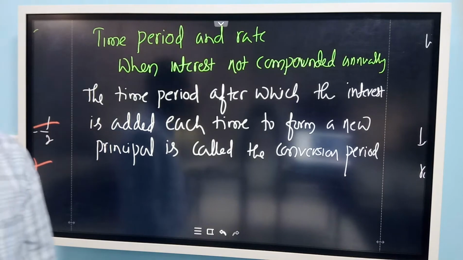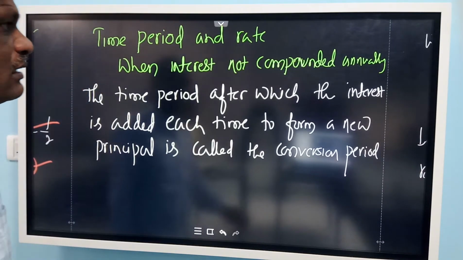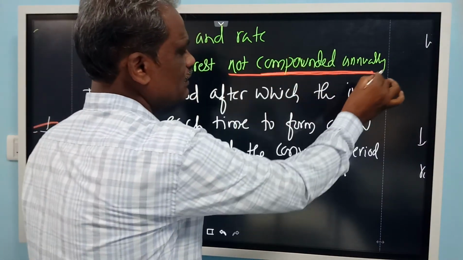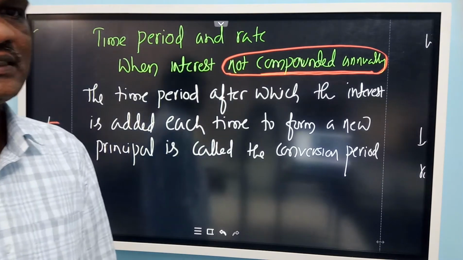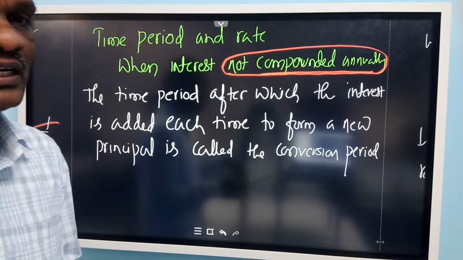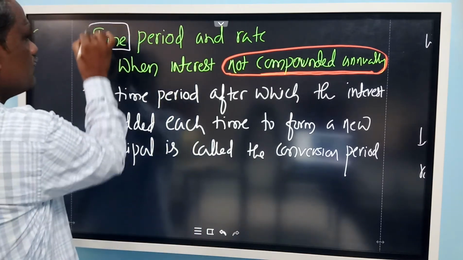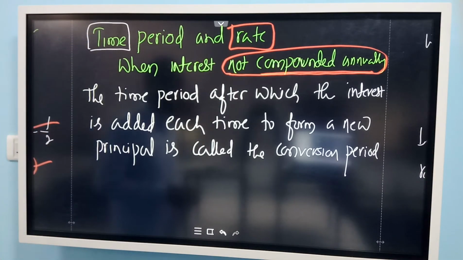Now what happens when the interest is not compounded annually? What we did in the previous example was an annual calculation. If it is not annual, then what happens to the time and the rate? Will they be the same, or will they change? That is a very important point you should keep in mind.